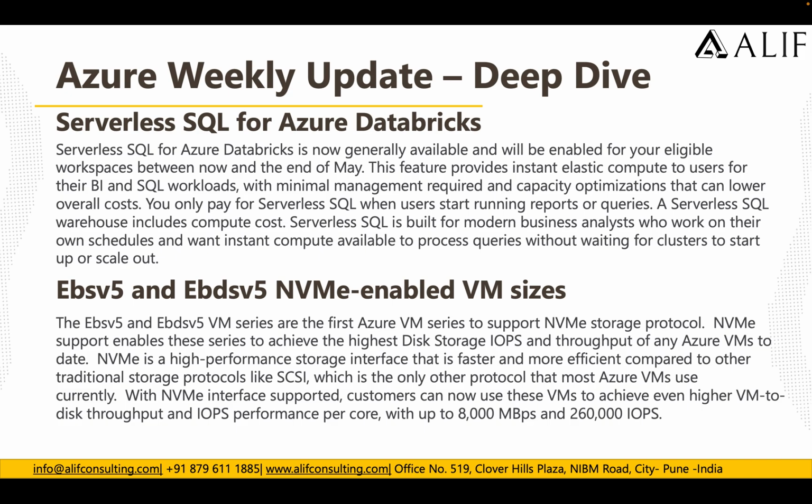With NVMe interface support, customers can now use these VMs to achieve higher VM to disk throughput and IOPS performance per core, with up to 8,000 Mbps and 260,000 IOPS. So these are the capabilities. Now if you have a workload where you need more throughput and high IOPS, this is one of the VM series which you can use.